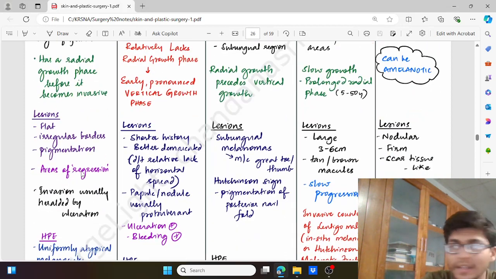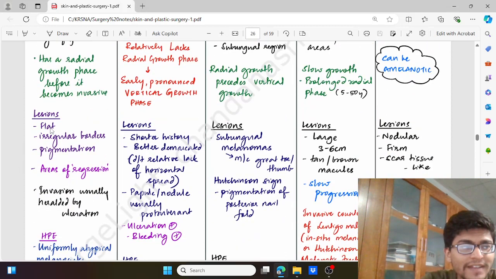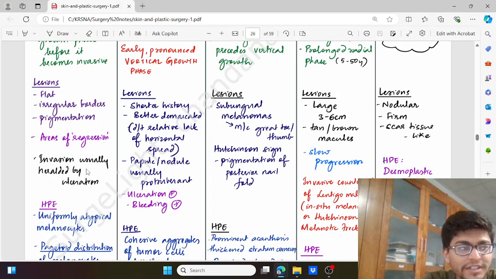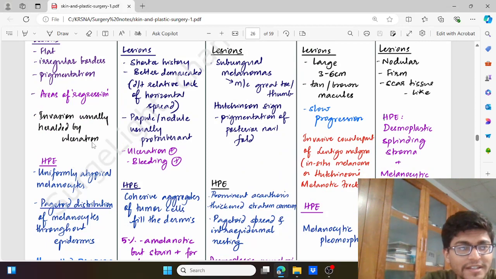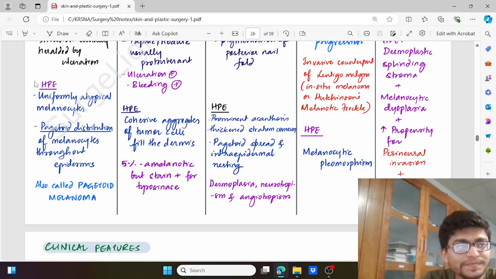And how do these lesions appear? These are flat, with irregular border, and have pigmentation with areas of regression. Invasion is usually heralded by ulceration. So it will start ulcerating and then become invasive. Histopathology shows uniformly atypical melanocytes with pagetoid distribution, and it is therefore also known as pagetoid melanoma.